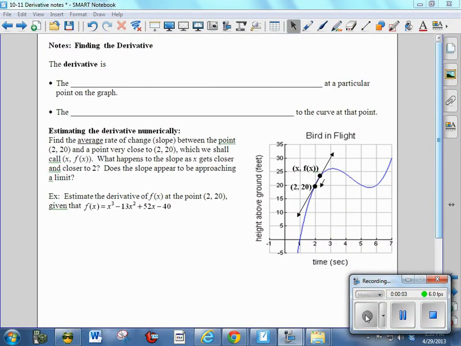This is part 2 of the intro to the derivative. This is finding the derivative, and this is page 2 of your notes.